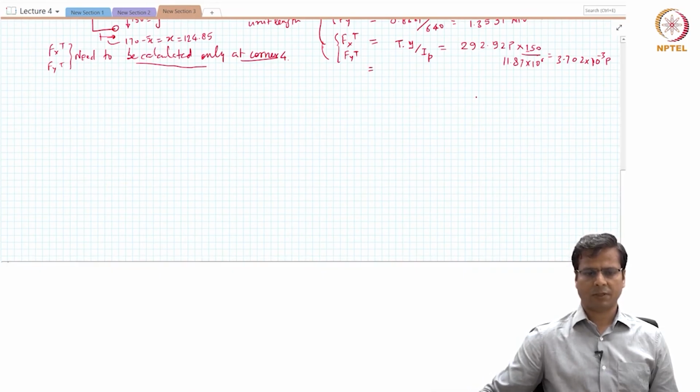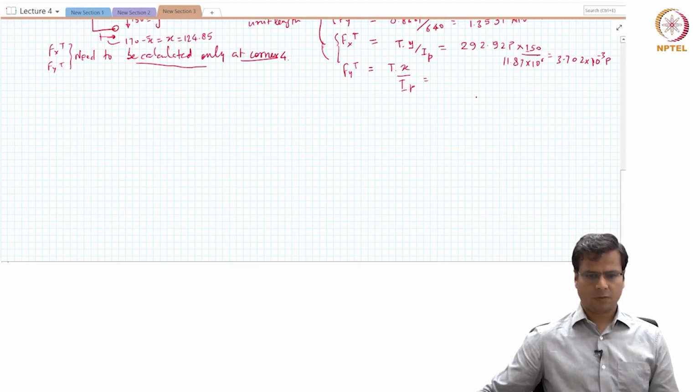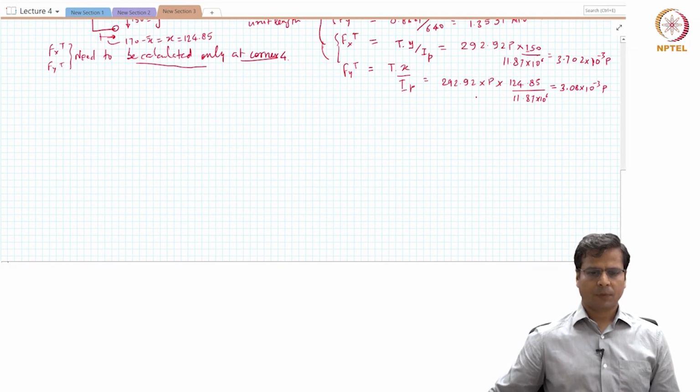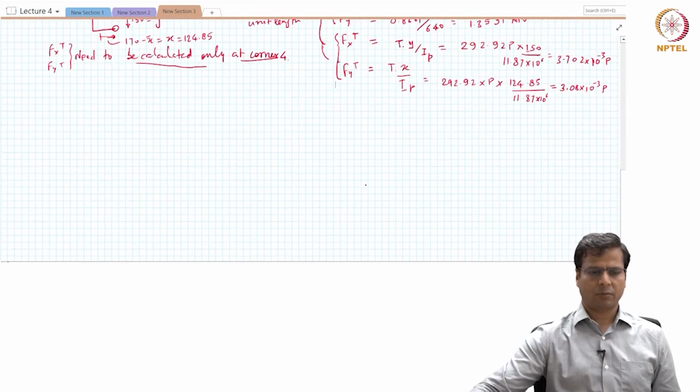Similarly, Fyt can also be calculated. This is again equal to T multiplied by x divided by IP, and that will be equal to 292.92 multiplied by P multiplied by 124.85 divided by 11.87 into 10 to the power 6. And this, in y direction, the force is 3.08 into 10 to the power minus 3 P. Okay. So now we have calculated Fx and Fy values because of the force P directly and because of the twisting moment.